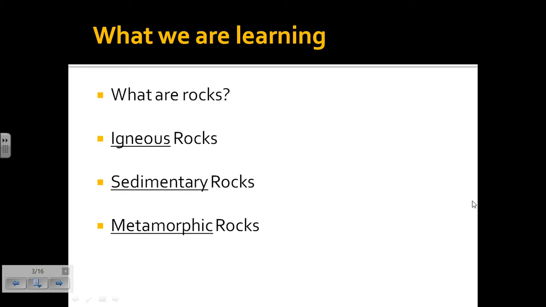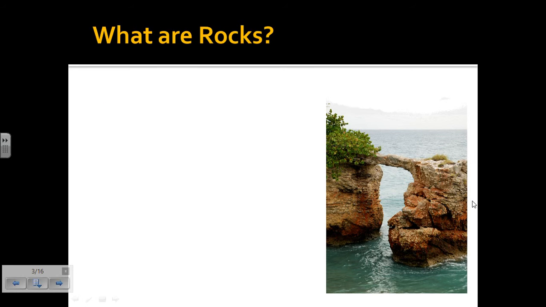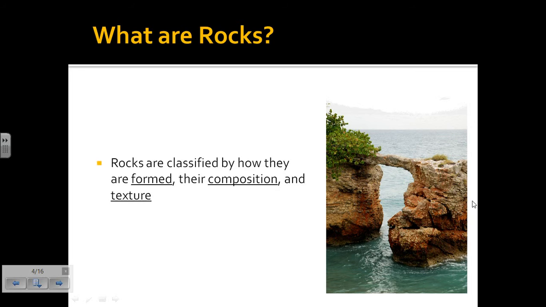So, let's start with what we're learning today. We're going to talk about what rocks are, and we're going to talk about the three types of rocks, which include igneous, sedimentary, and metamorphic rocks. Now, what are rocks? Well, rocks are classified by how they are formed, their composition, and texture. They're made of more than one mineral, or in some cases, one mineral.